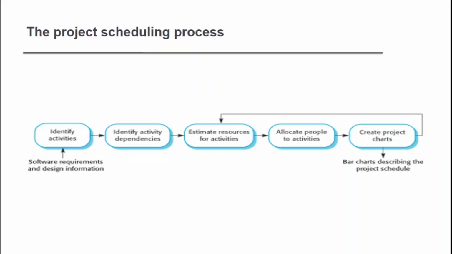So identify the activities, identify the dependencies, estimate the resources, allocate the people, then create a project chart. Whenever you require any resources, go back once again to estimating resources, then allocate the resources and people, then describe the bar chart.